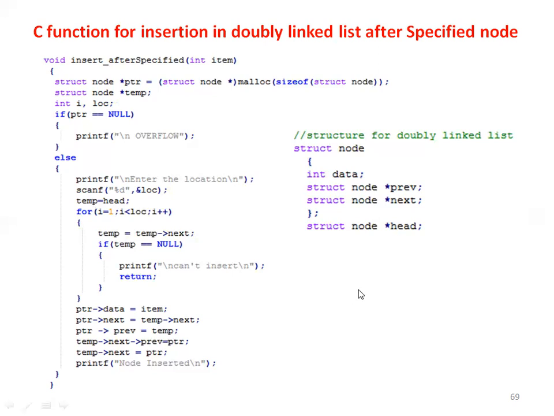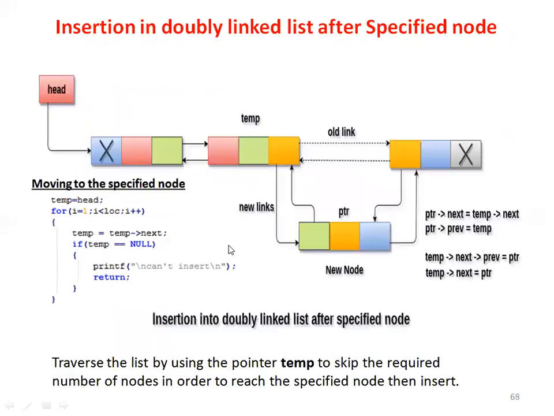Now, if we want to insert a new node at a certain position in the doubly linked list, then we can just change here. This loc will be substituted by loc minus 1, because you see here in this case, when we want to insert a new node after a certain node, in this case you can see we are inserting this node after this second node. So here we are moving to this node, we are coming to this node. That means this temp is pointing to this node.